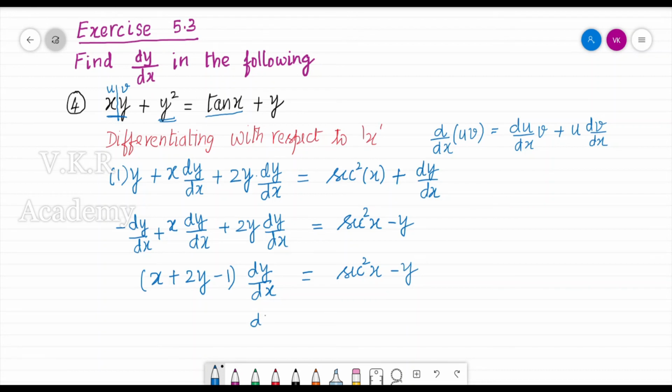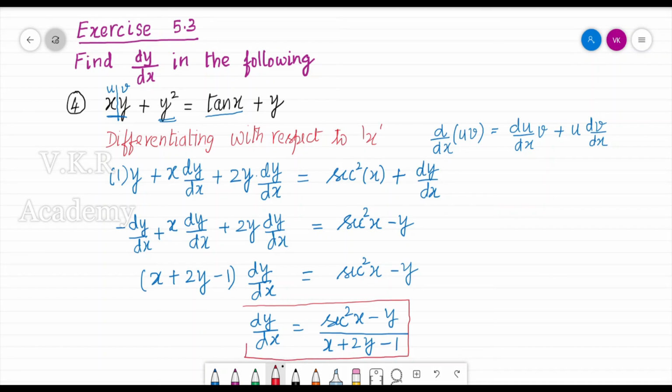So dy by dx is equal to secant squared of x plus y minus y divided by x plus 2y minus 1. This is the value of the differential coefficient dy by dx for the given expression. We shall discuss the next problem in the following lecture.